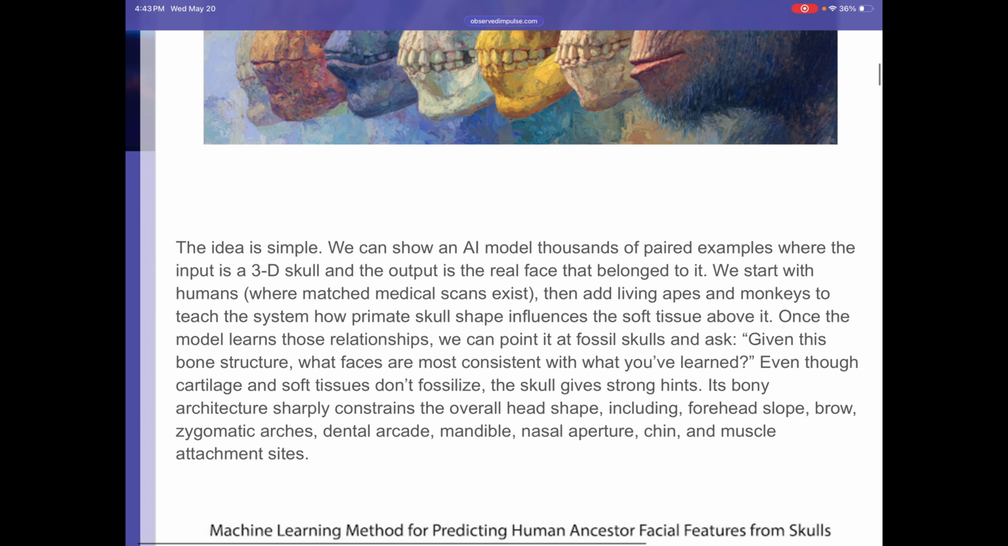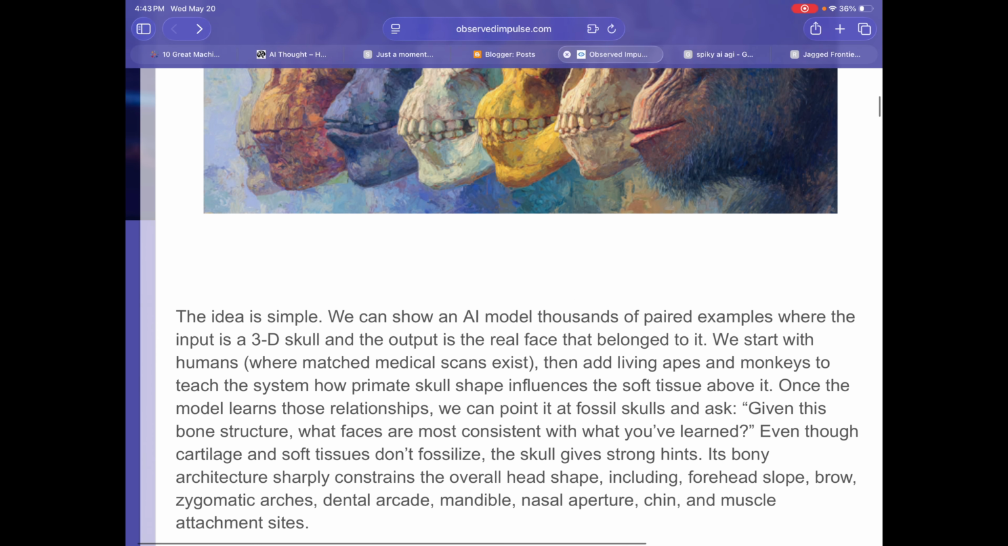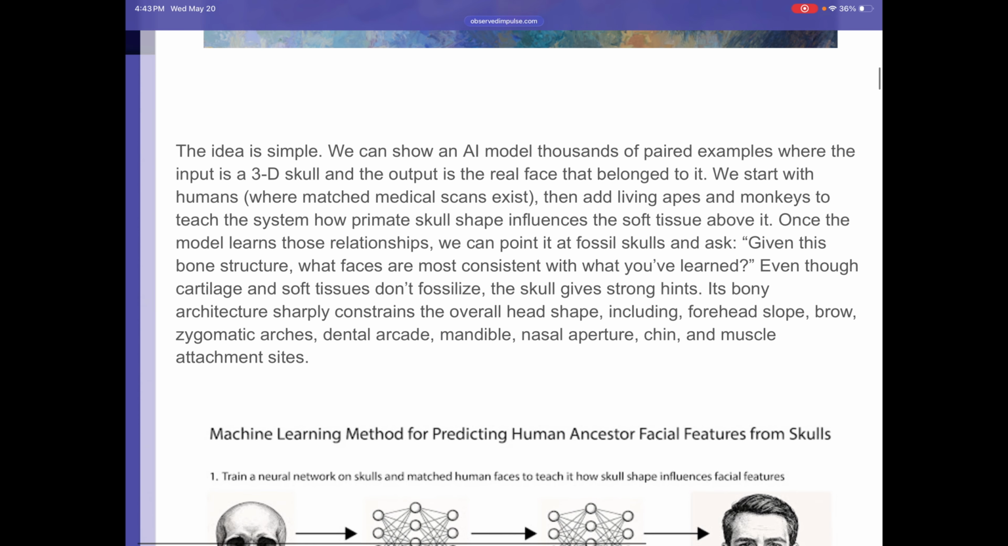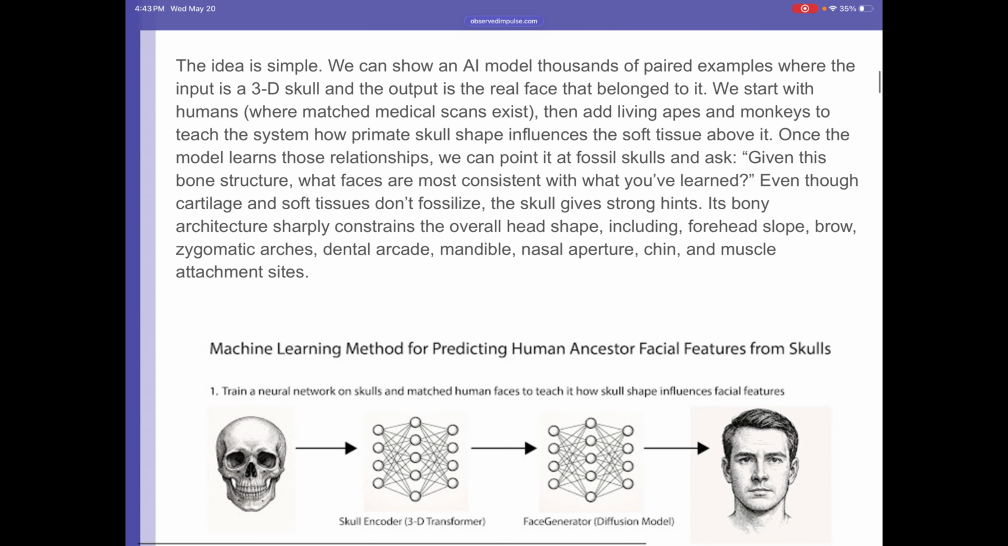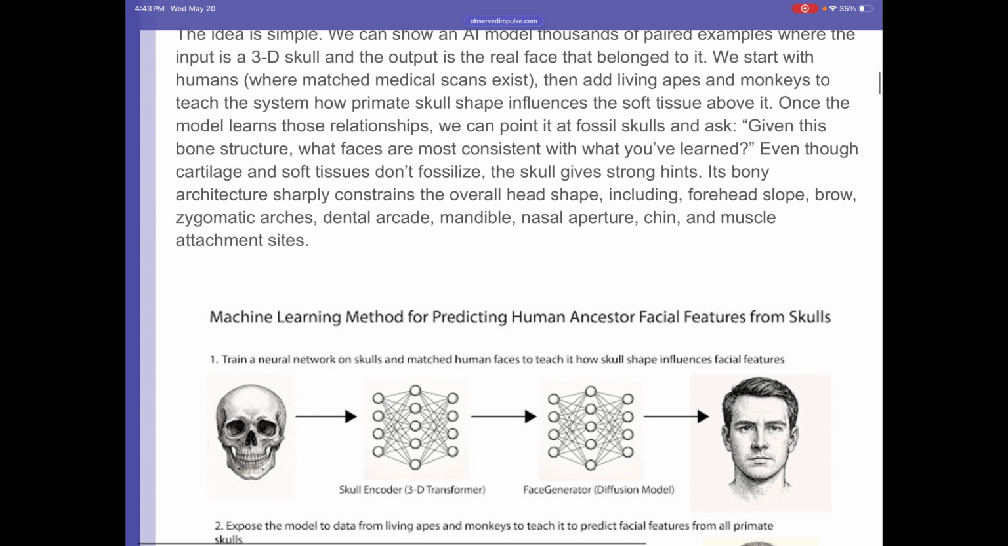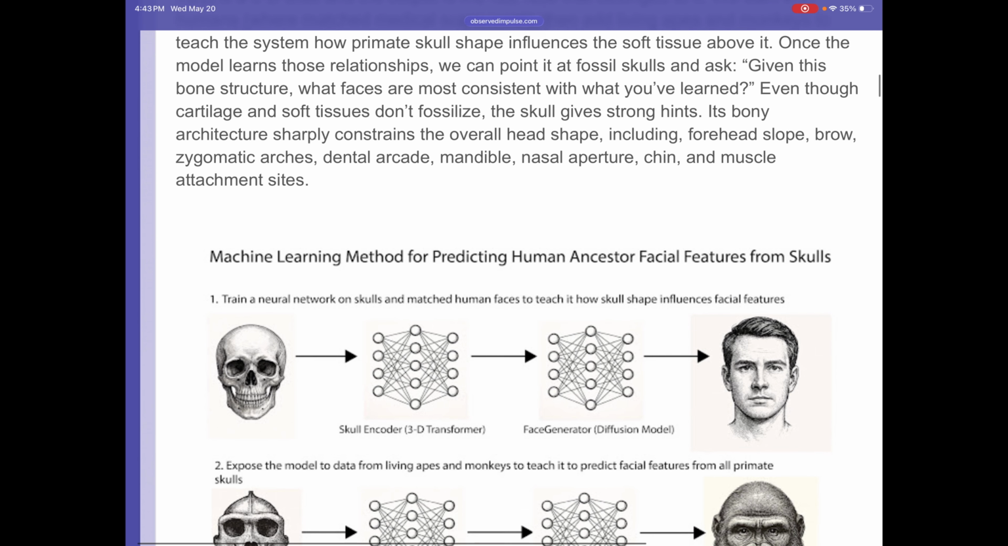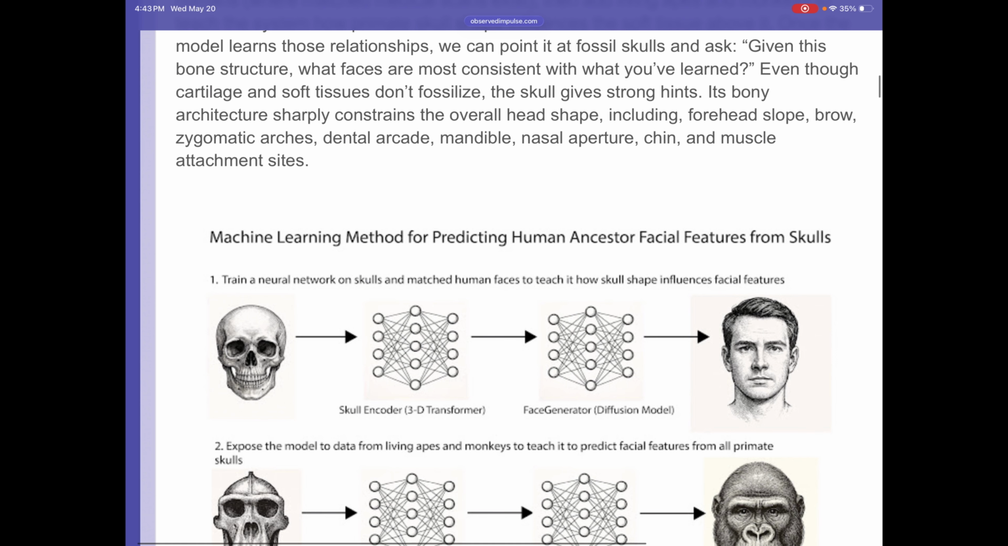So the idea here is pretty simple. We can show an AI model thousands of paired examples where the input is a 3D skull and the output is the real face that belonged to it. We start with humans, where matched medical scans exist, then add living apes and monkeys to teach the system how primate skull shape influences the soft tissue above it. Once the model learns those relationships, we can point it at fossil skulls and ask, given this bone structure, what faces are most consistent with what you've learned?